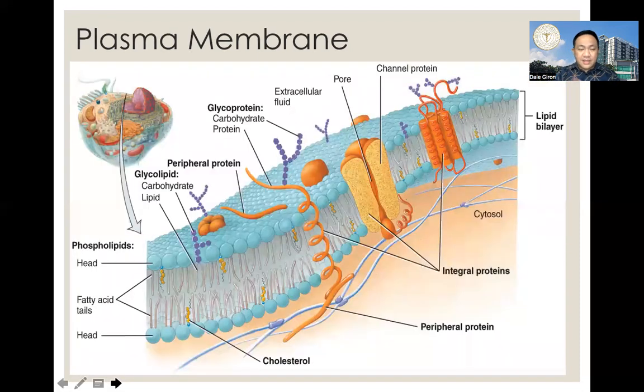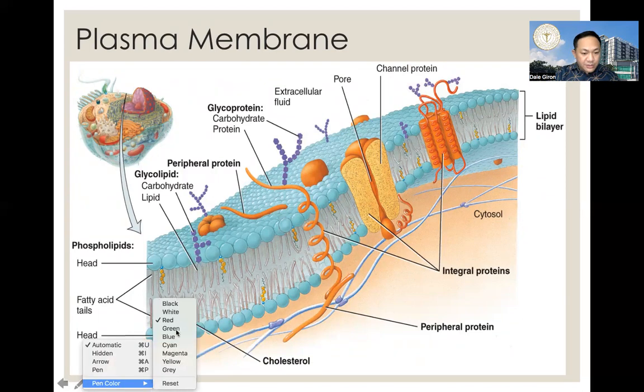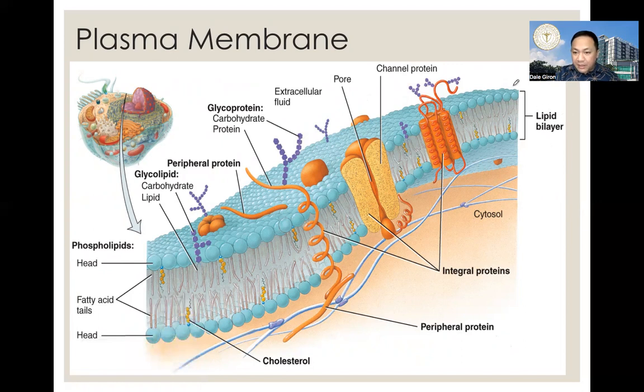This is just a schematic diagram of the plasma membrane. So I'll use this one. This is the lipid bilayer. If you notice, there is a hydrophobic and a hydrophilic layer. This is the hydrophilic, and these are the hydrophobic parts of the lipid bilayer. Also, this is the hydrophilic. This is the hydrophobic.